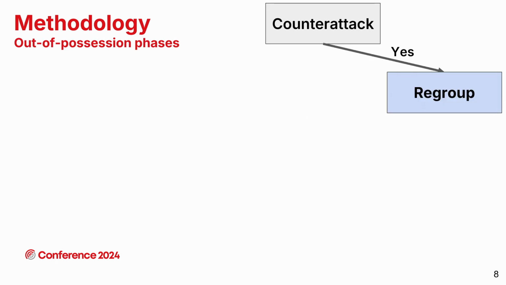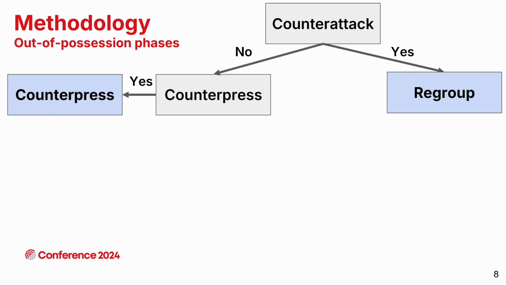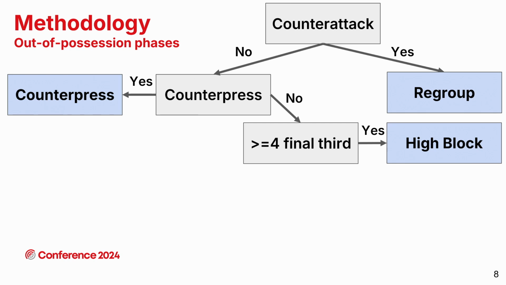Moving on to the out-of-possession phases, we define regroup as if the in-possession team is making a counterattack, so again, depending on StatsBomb's event data. Similarly, we define counterpress if the out-of-possession team is making a counterpress action towards the ball carrier, so these 2 are also dependent entirely on StatsBomb's event data. For all the other phases, we didn't rely on the ball location, but we relied on the number of visible players that we might see in specific areas of the pitch.